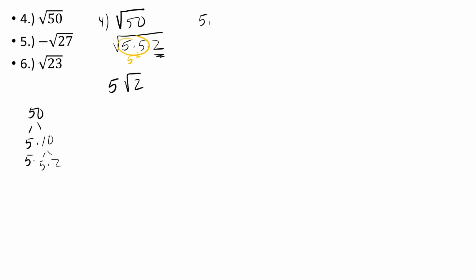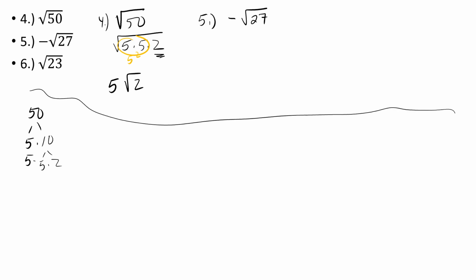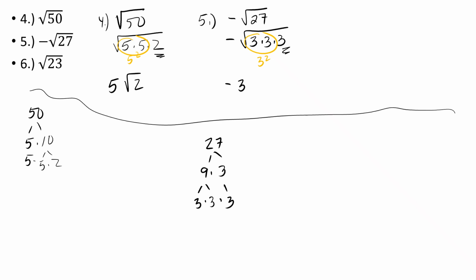For number 5, we've got negative square root of 27. And so down here, in the scratch work area, 27. That is 9 times 3, and 9 factors into 3 times 3. And so my prime factorization is 3 times 3 times 3. We're looking for perfect squares, things that are squared. So there's my 3 squared right there. The square root of 3 squared is 3, and one of those 3s is still stuck under the radical.